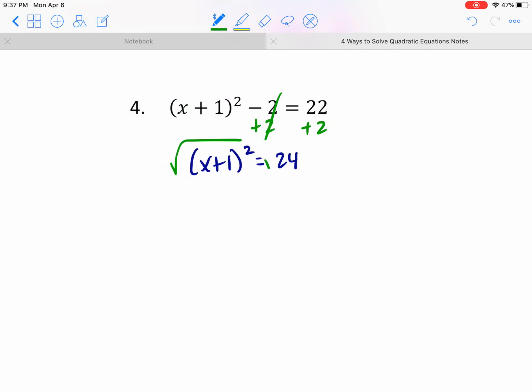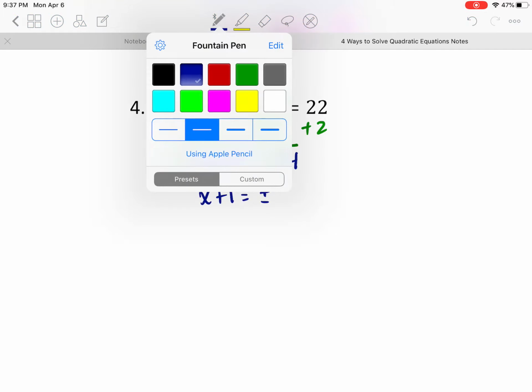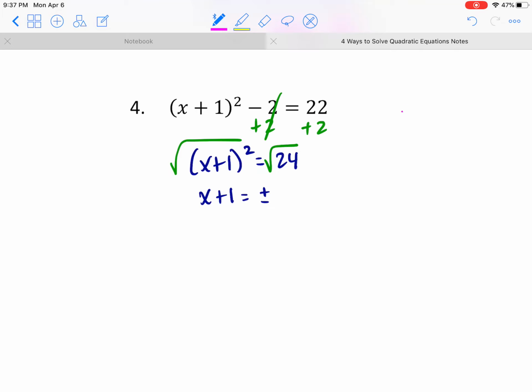So this one starts with adding 2 to both sides. So we have (x + 1)² = 24. Now I'm going to get rid of the square by taking the square root. And that leaves me x + 1 = ±, gotta put in a plus or a minus. Now there's no square root of 24. So what do we do with something like this?